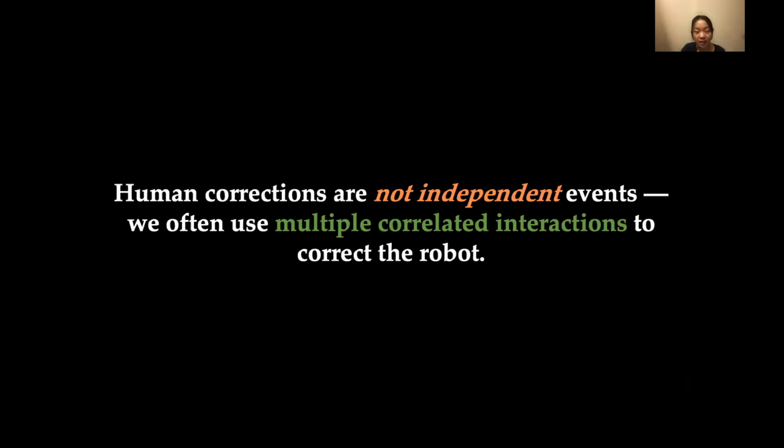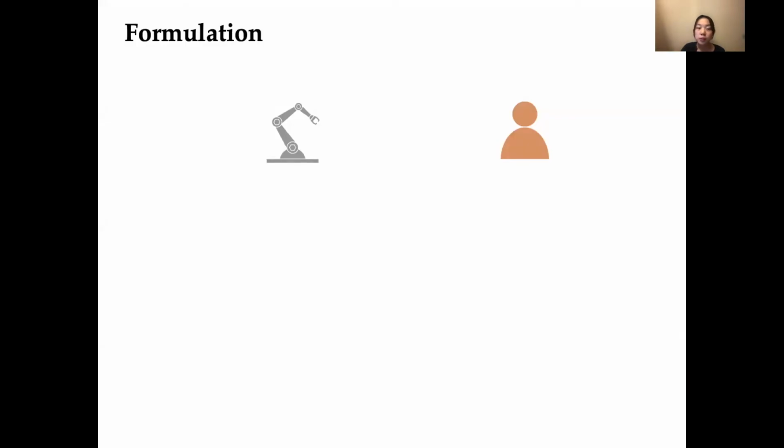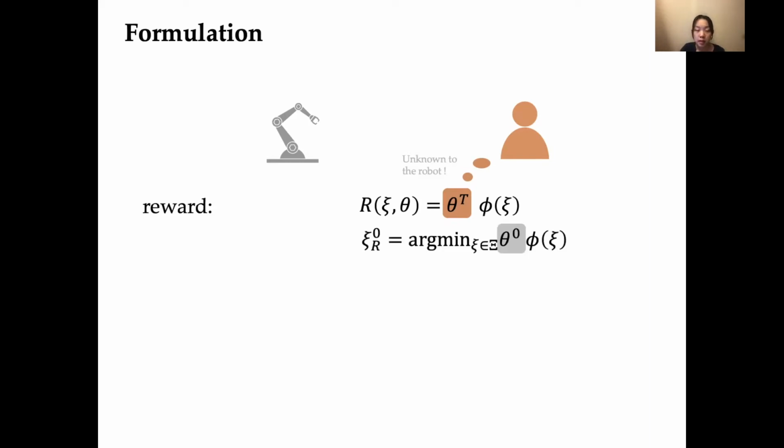So our key insight is that human corrections are not independent events. In fact, we often use multiple correlated interactions to correct the robot. Let's now jump into the formulation. We assume human reward is represented by an underlying function R that is a linear combination of the features phi of the trajectory psi. The linear weight is denoted by theta. However, theta is not always known by the robot. With that being said, the robot will maximize the reward with its best estimate of theta, which is theta 0, to get its planned trajectory psi r0.